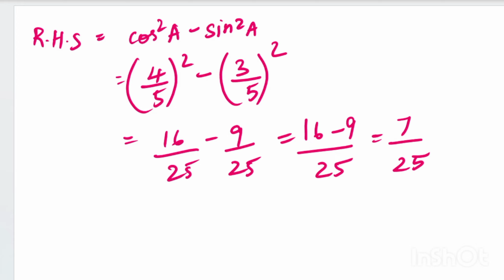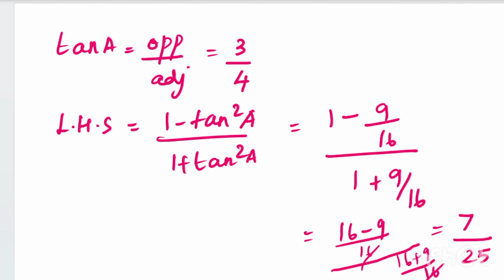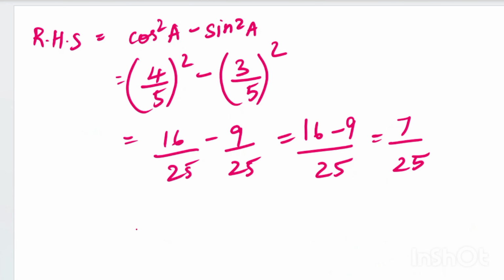In LHS also we got 7 by 25 and in RHS also we are getting 7 by 25, which implies that LHS is equal to RHS, and we have proved what was given in the question. Thank you.